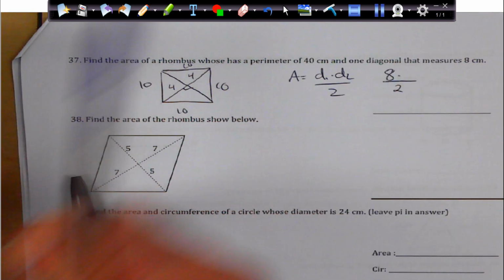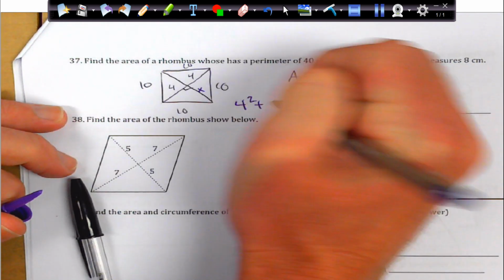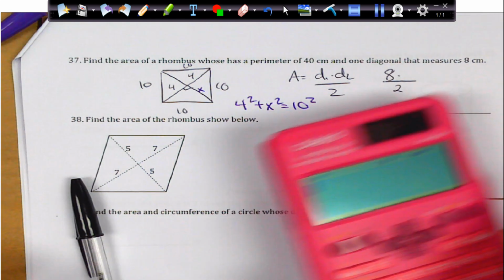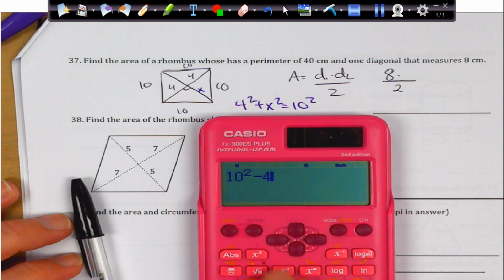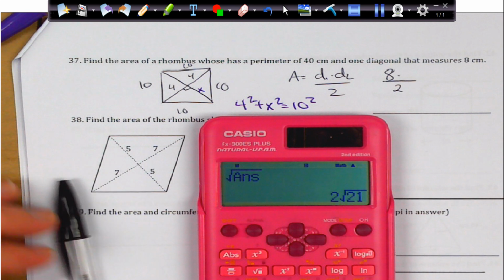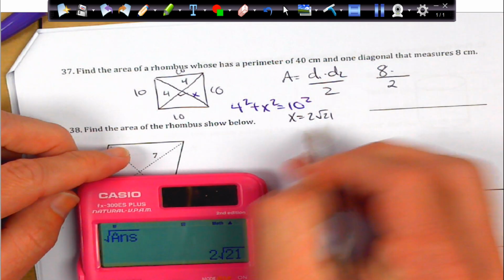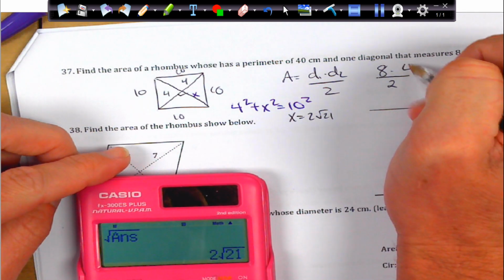So we can go 4 squared plus, we'll call this x squared, equals 10 squared. And we can find that by doing 10 squared and then subtracting the 4 squared, which will give us 84, and take the square root of that answer. And so we get x equals 2 rad 21. But that's only half of it, so we have to double that. So the whole thing is going to be 4 rad 21.